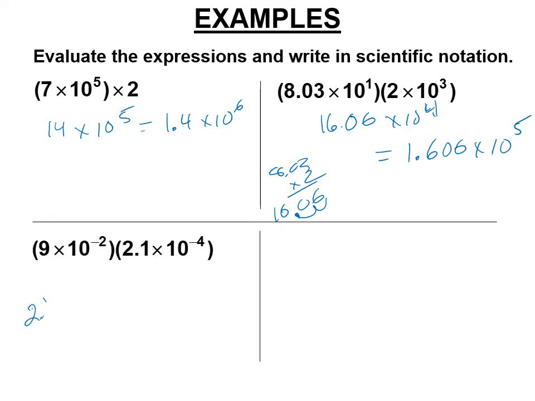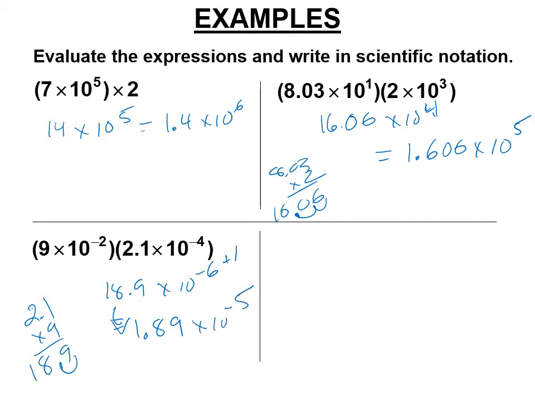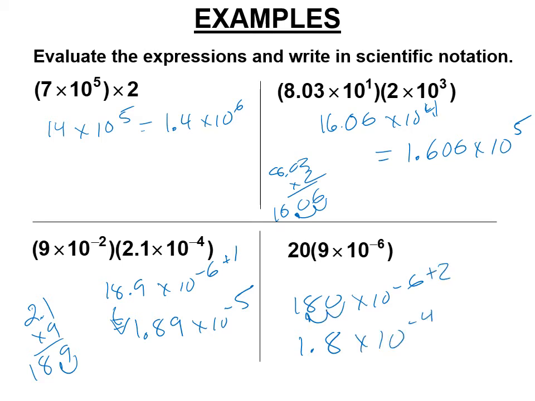9 times 2.1 is 18.9. Add the exponents, times 10 to the negative sixth. Not allowed. Has to make it 1.89. We've made this smaller. We have to make this one bigger, times 10 to the negative fifth. 20 times 9, 180 times 10 to the negative sixth. Well, we have to have 1.8. That means we move the decimal twice. So that means we're adding 2 there, times 10 to the negative fourth.